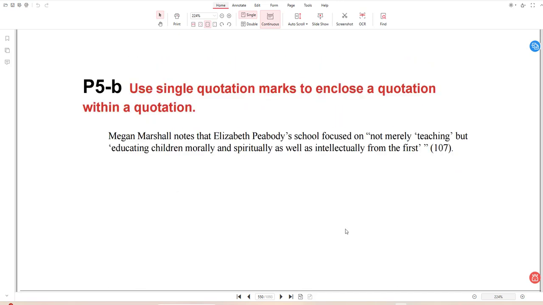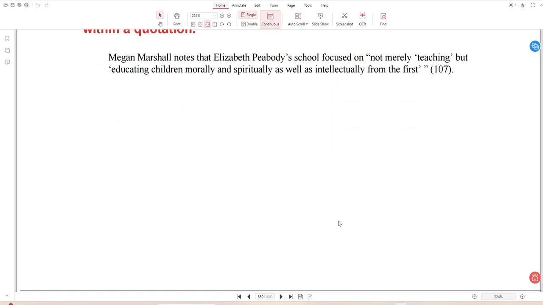Use single quotation marks to enclose a quotation within a quotation. Megan Marshall notes that Elizabeth Peabody's school focused on, quotation mark, not merely teaching, quotation mark, but, quotation mark, educating children morally and spiritually as well as intellectually from the first. Quotation mark.